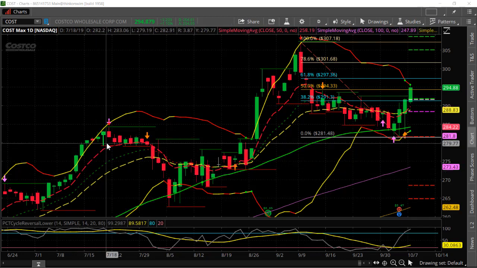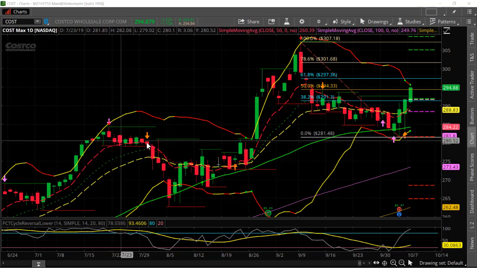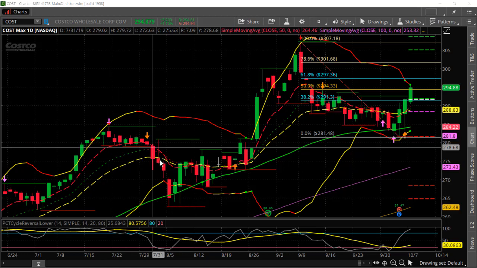I call it kind of an automated trend line. As long as price holds that, you just stay with the trade. Once it starts breaking, then that could be a shift or a cycle reversal to the other way.